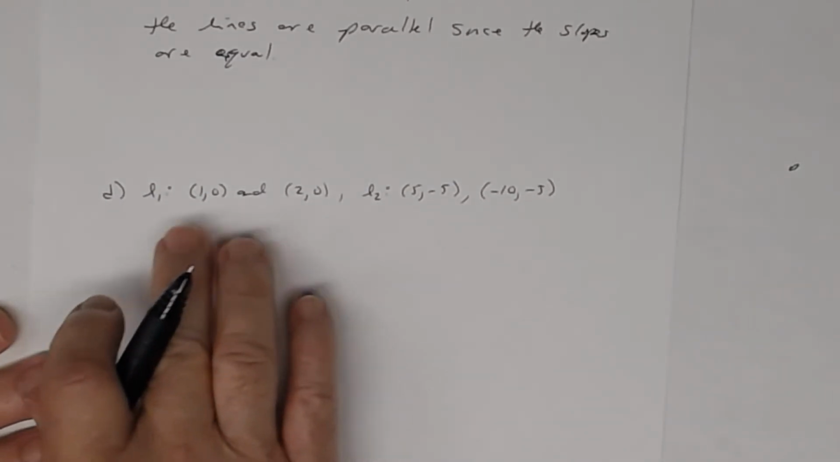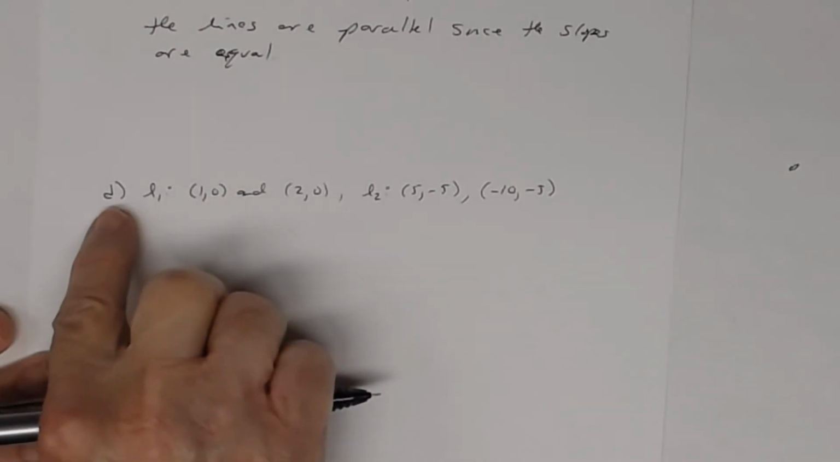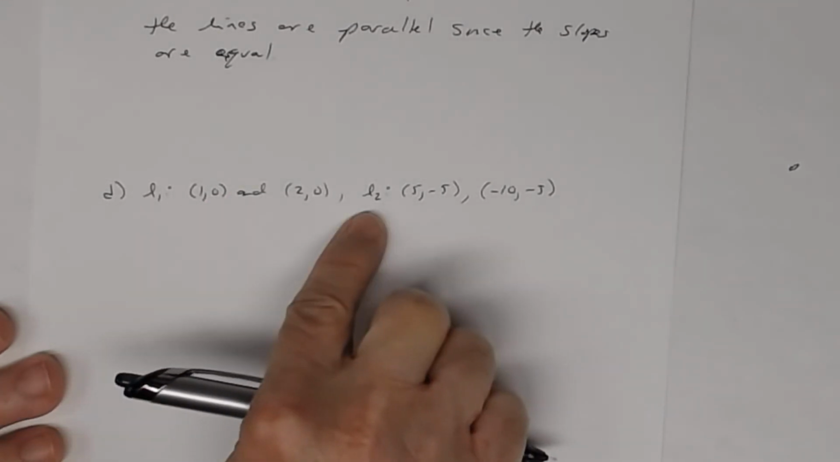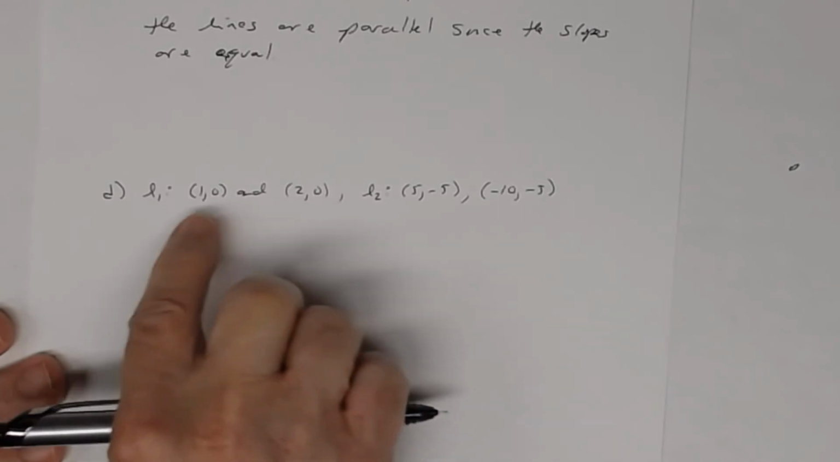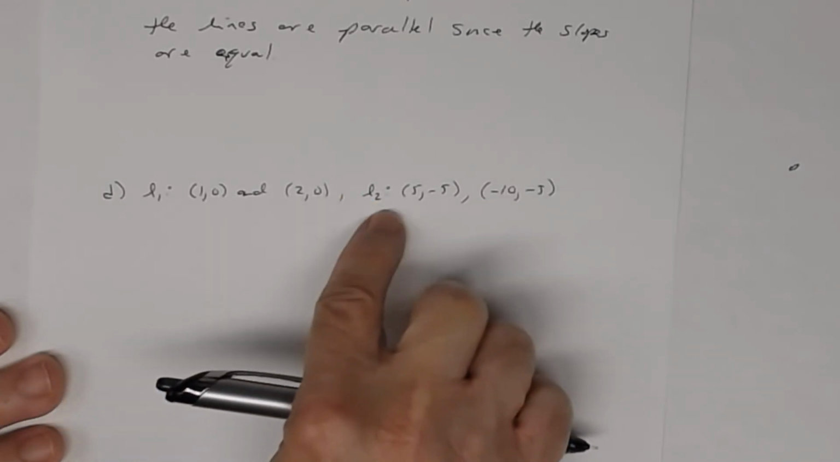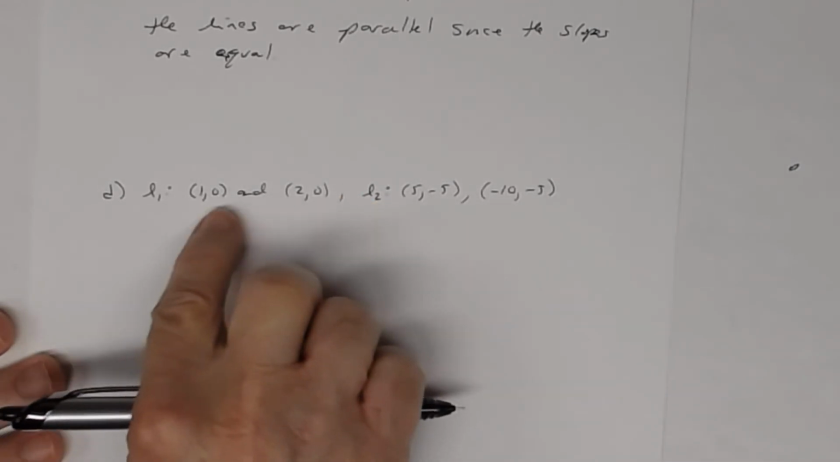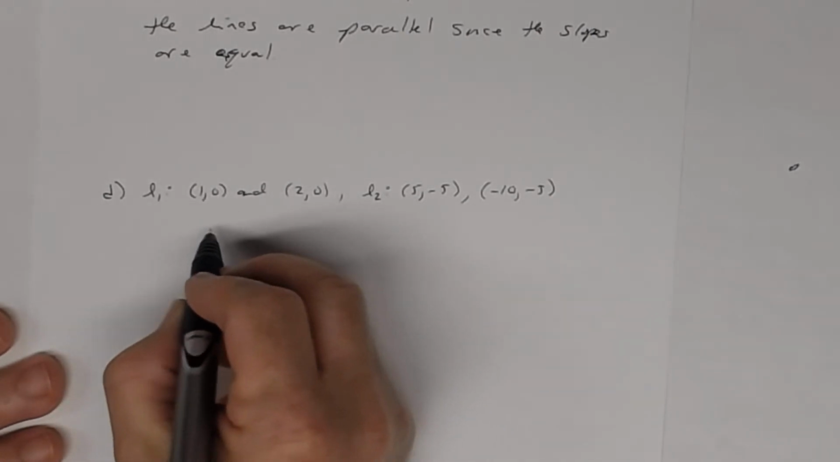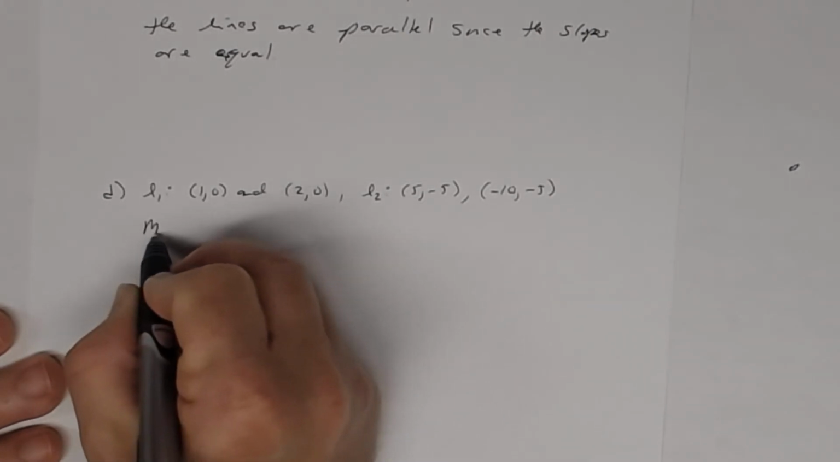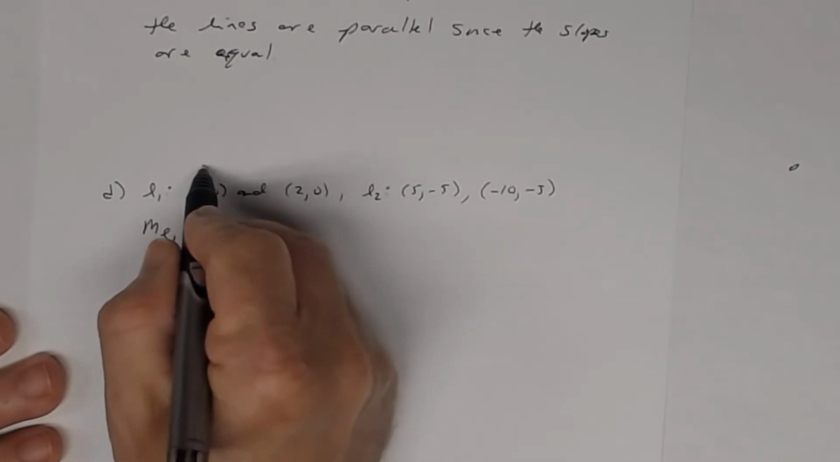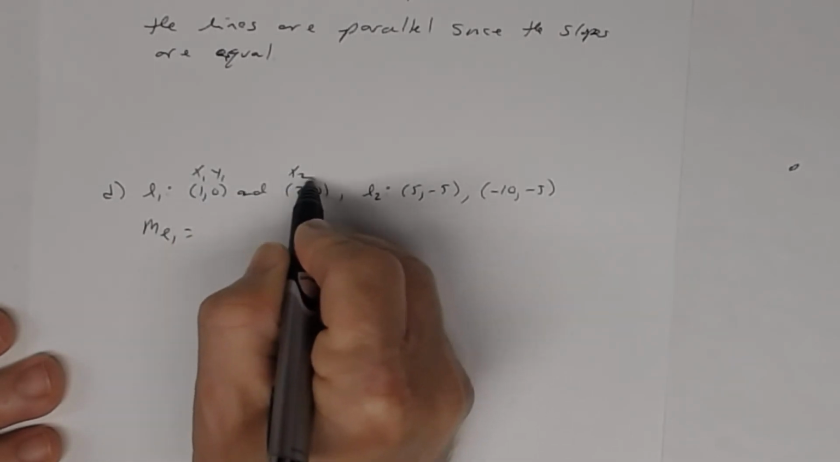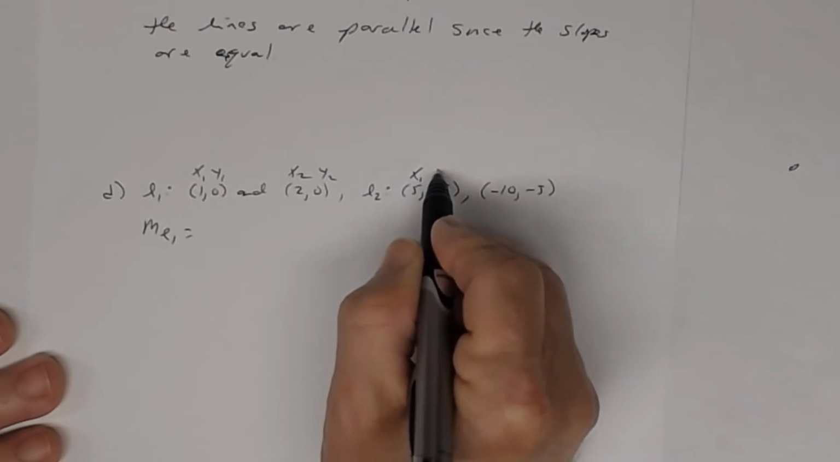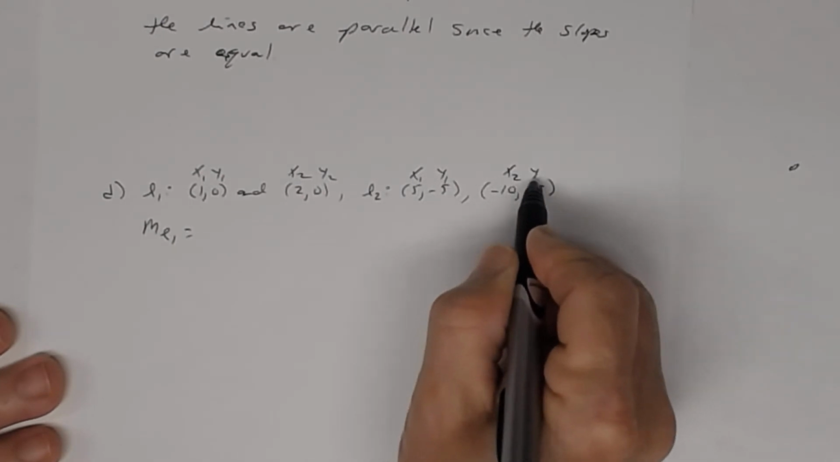Okay, the next one. You want to determine whether line 1 and line 2 are parallel, perpendicular, or neither. Line 1 contains those 2 points, line 2 contains those 2 points. Knowing that, I can find the slope using the slope formula. So the slope of line 1 equals, let's call this x1, y1, x2, y2.